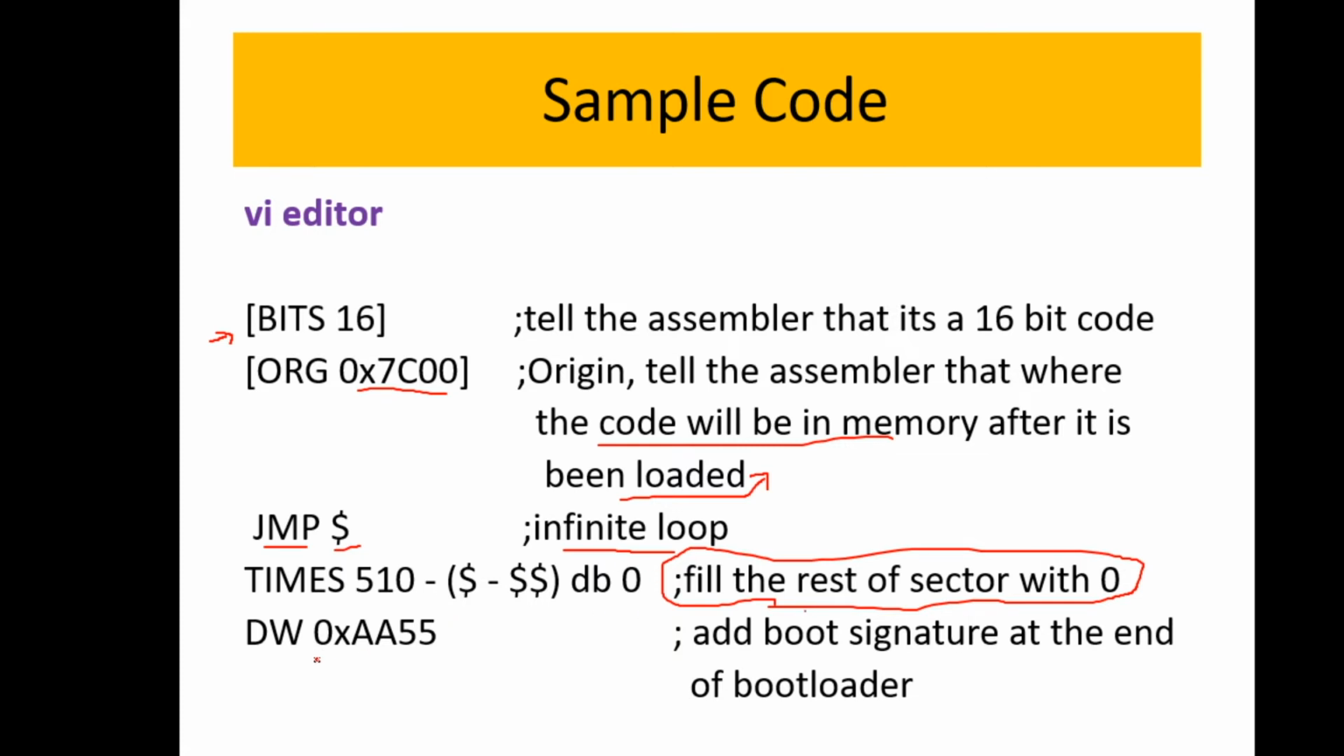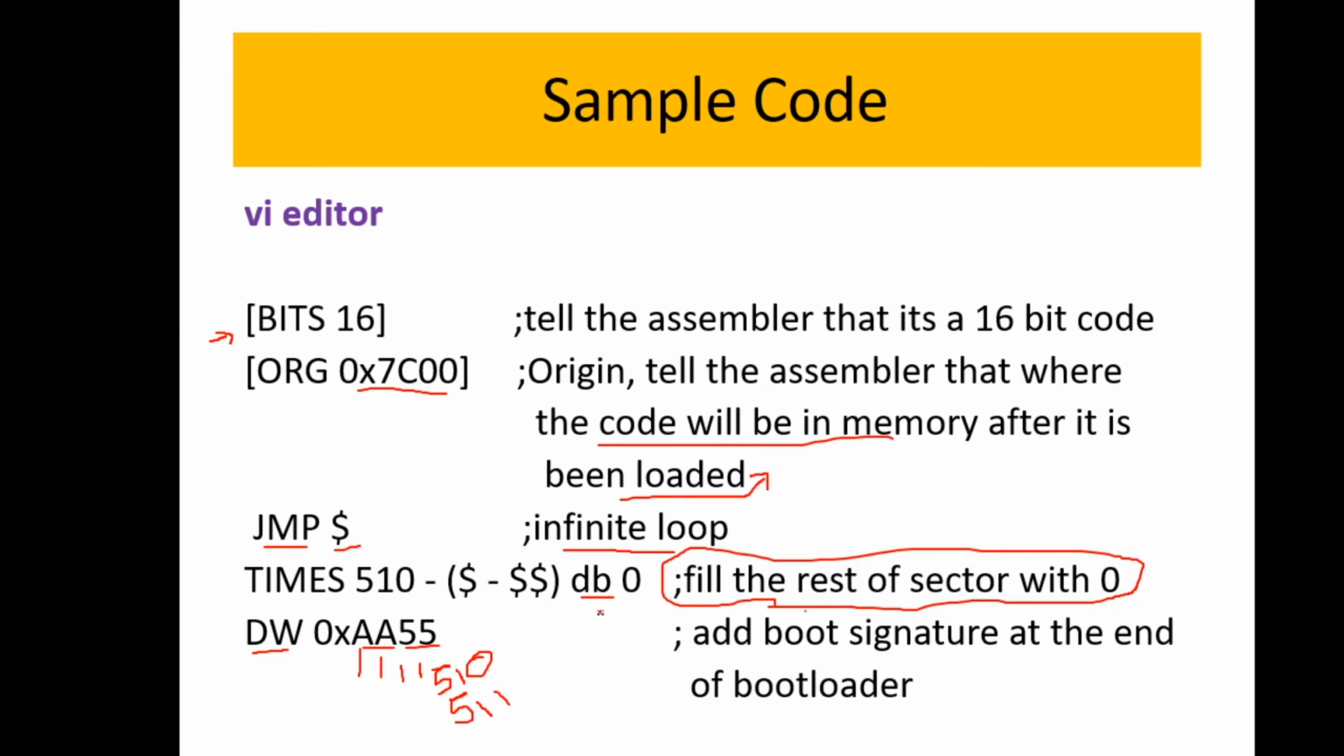Then we have two bytes, 510 and 511. So we have two locations left where we need to store this magic number. The magic number is 0xAA55. Okay. So DW signifies data word and DB signifies data byte. A byte is nothing but 8 bits and a word is 16 bits here. So DW is data word and DB is your data byte.